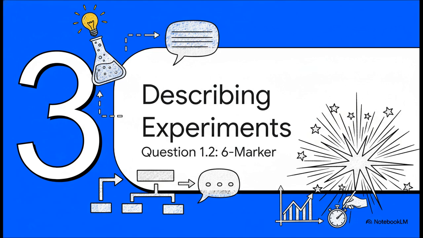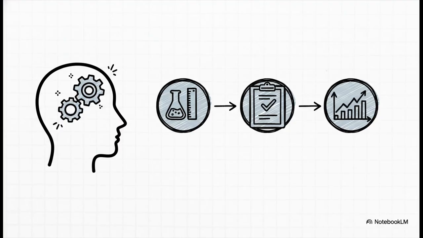And here it is, the big one. The dreaded 6 marker. Question 1.2 isn't just testing what you know, it's testing how well you can explain a scientific method in a clear, logical way. This is a huge part of the exam. The question asks for a method the student could have used to get their results. This is where you have to put your scientist hat back on.